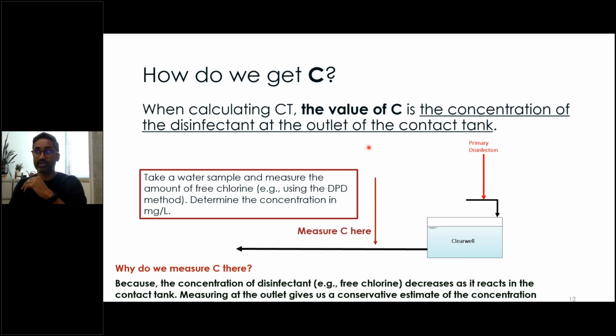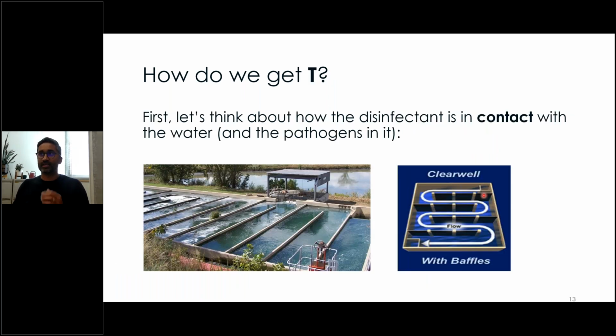So it's better to err on the side of caution and underestimate your C values. We'll look at how you might underestimate your T values a little bit, so that you are erring on the side of caution with the calculated CT and making sure that you're achieving the disinfection needed to actually hit your log credits. So you'll see that concept come up a couple times. Okay, so that's how we get C.